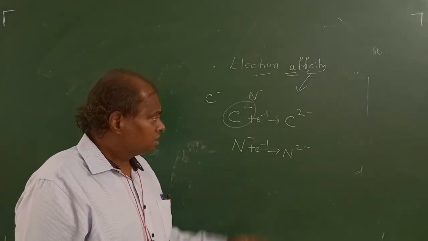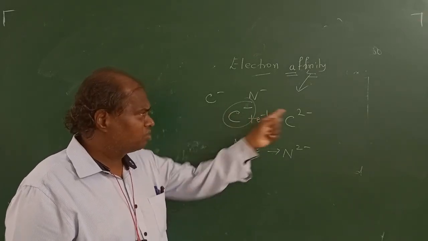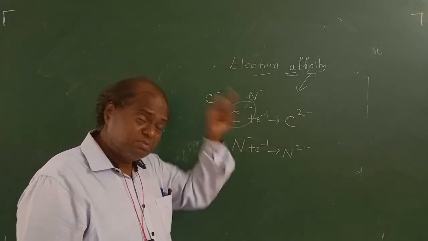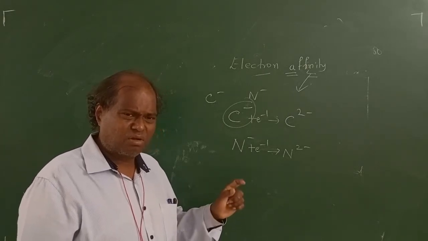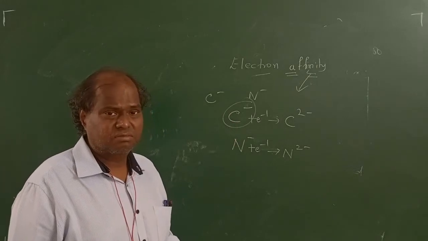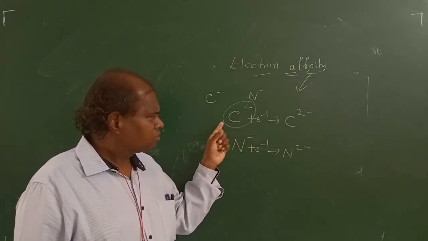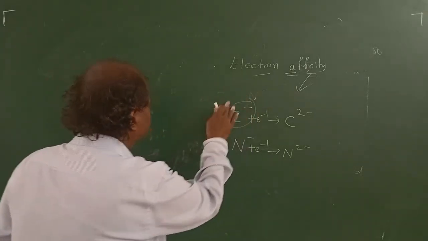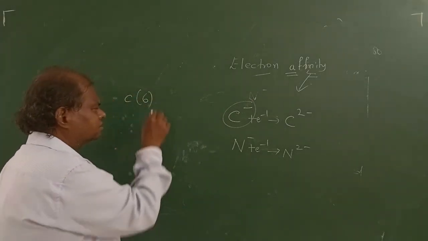See, let me repeat, both are difficult. I told you the second electron is difficult, right? But the question is which is more difficult? One electron and again one more electron, both are difficult. But let's see which is more difficult, or which is slightly easier. Now, students, how do you do this? You write the configuration of carbon. What is the configuration of carbon? 6. Correct?